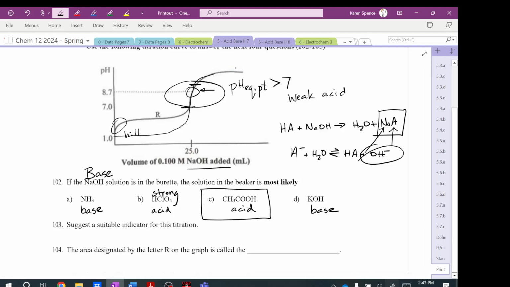Yeah? So it has to be a weak acid because we have that hill and we have the pH at the equivalence point greater than 7. Yeah. 55.